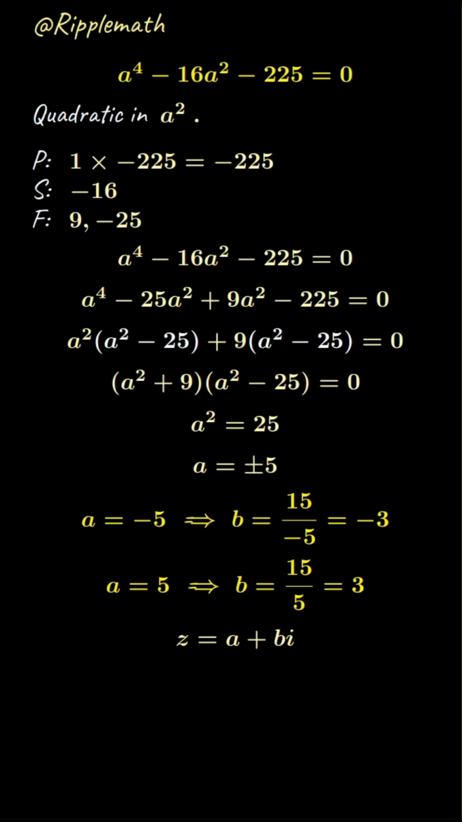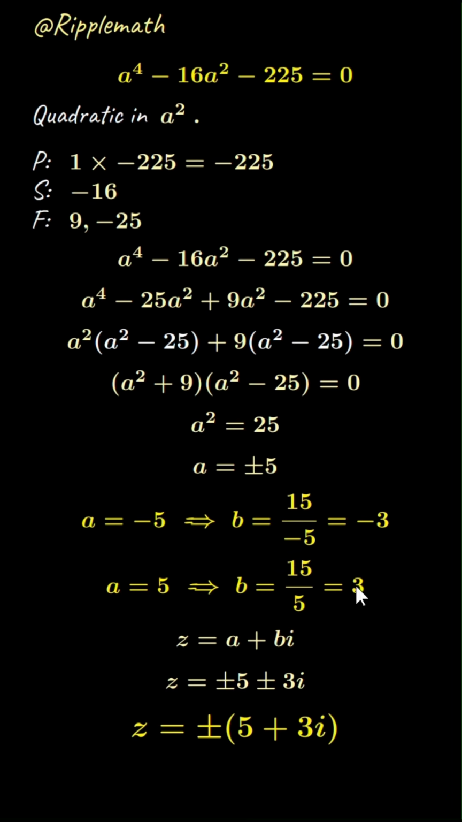So z equals a plus bi is the format. You plug those in, and the best way to express it is just like this: z equals plus or minus, 5 plus 3i. And to verify, you just square it, and you should get what you started with.